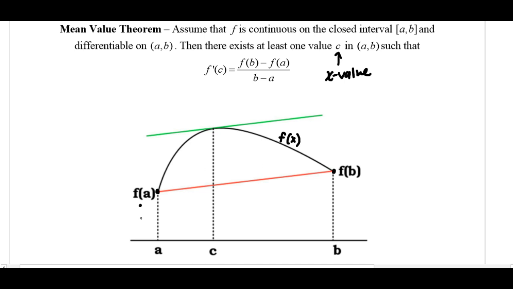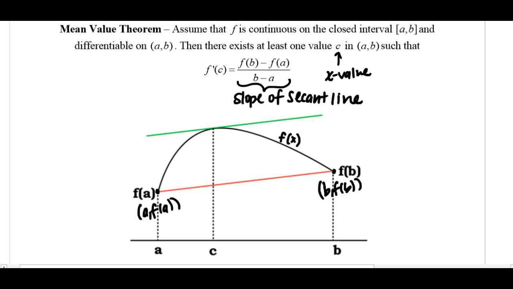So this is the coordinate point a, f of a, and this over here is the coordinate point b, f of b. So this right-hand part of this equation is the slope between these two points, or the slope of a secant line. So this portion is the slope of the secant line that passes through a, f of a and b, f of b.